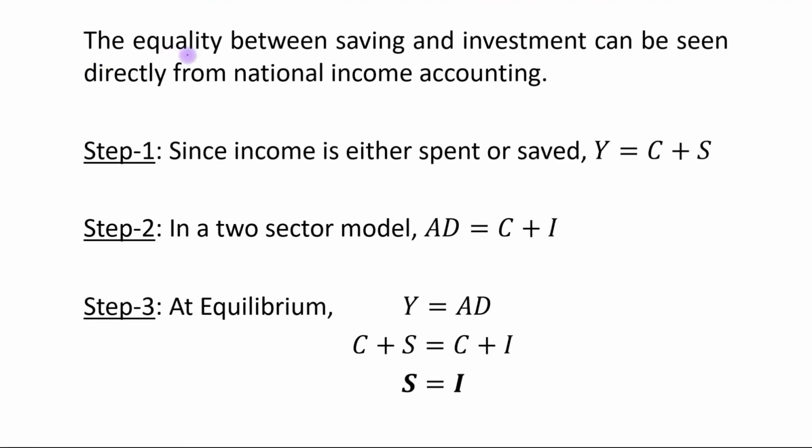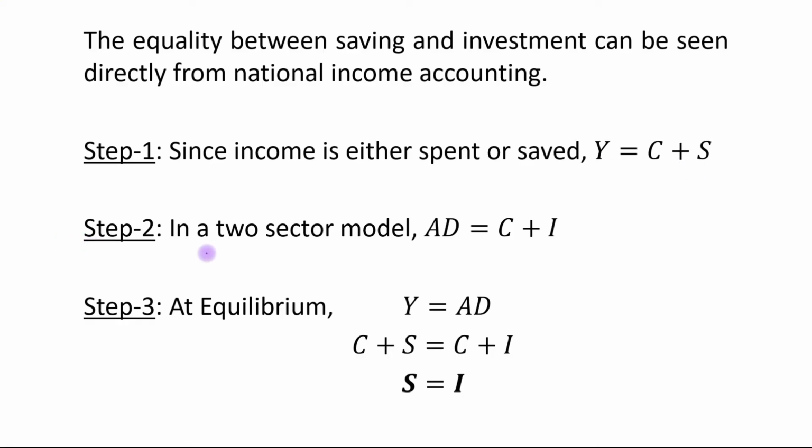The equality between saving and investment can be seen directly from the national income accounting. Step 1. Since income is either spent or saved, we can write Y equals C plus S, that is consumption plus saving.